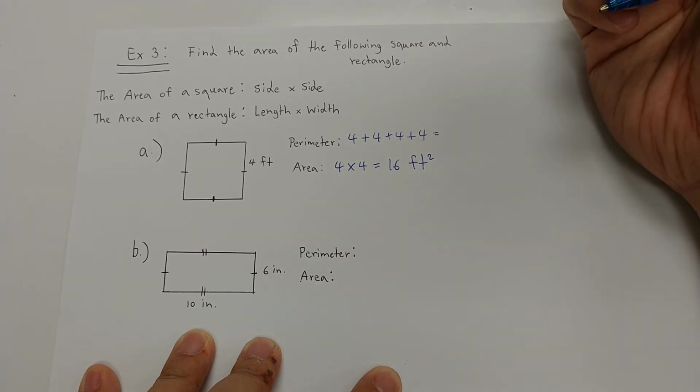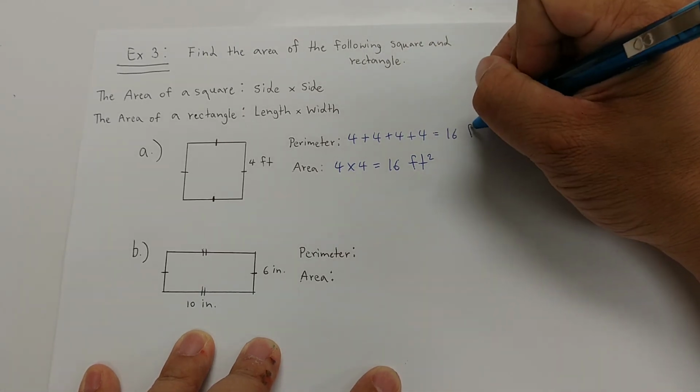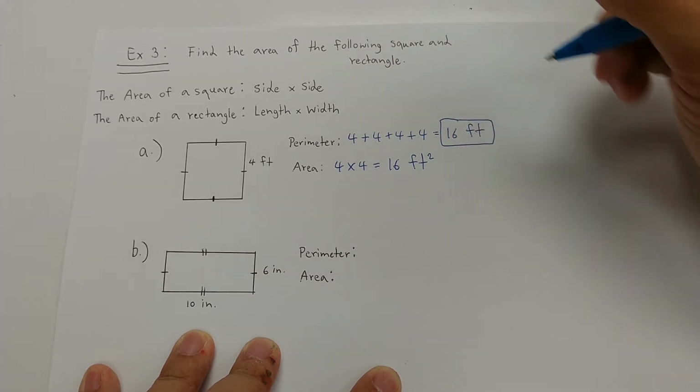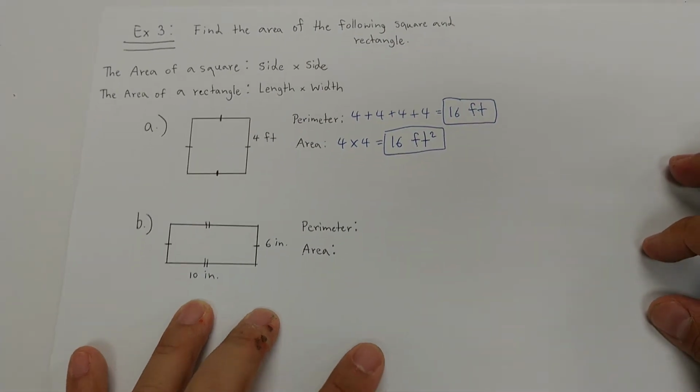Now, for this one, the perimeter is going to be 4 plus 4 plus 4 plus 4. And what we're getting is also 16. But in this case, it wouldn't be 16 feet squared. It will be 16 feet. So that will be the answer for both area and perimeter of a square.